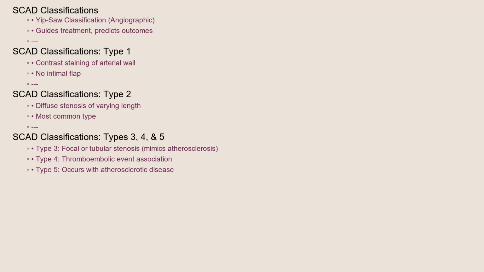Classifications: SCAD can be classified based on angiographic appearance, primarily using the Yip-Saw classification. Type 1 involves contrast staining of the arterial wall with no intimal flap. Type 2 involves diffuse stenosis of varying length, and is the most common. Type 3 involves focal or tubular stenosis mimicking atherosclerosis. There is also Type 4, which is associated with a thromboembolic event, and Type 5, which occurs in the setting of atherosclerotic disease. This classification helps guide treatment strategies and predict potential outcomes.